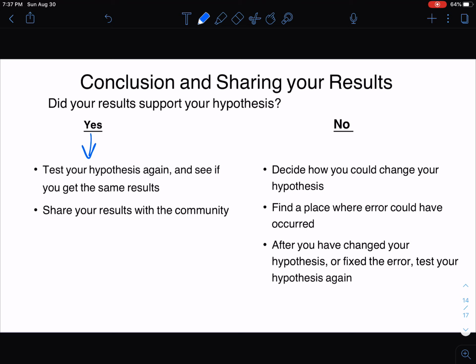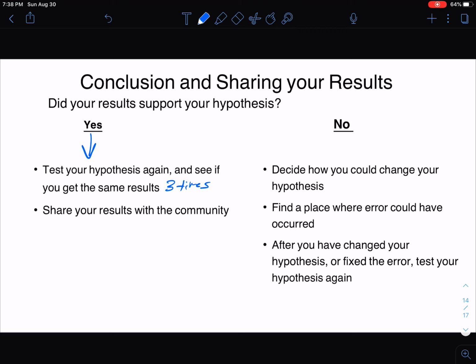And then you're going to test it again. Rule of thumb usually shows that testing it 3 times is the minimum, but the more you can test it and the more it can be reproduced and the more you can get the same results, the better your hypothesis is going to be, especially when you're talking to more people in your scientific community. And then after you have tested it multiple times, share your results with the community.